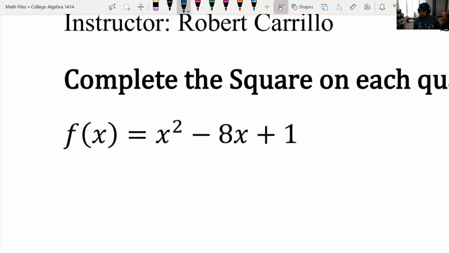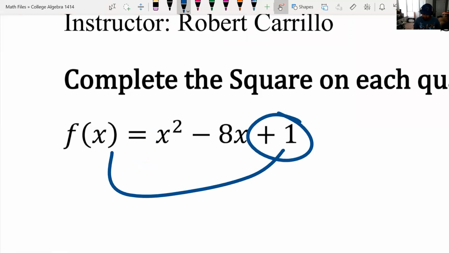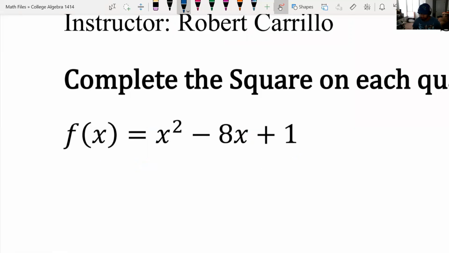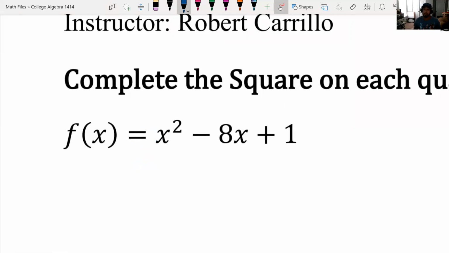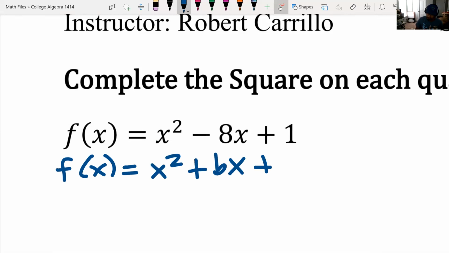The next step that we usually did was take this number and add it to the other side. Well, now we can't do that because this is in function notation. So everything has to stay on the right side. Everything must stay on the right side. So for now, this is the perfect form in function notation for completing the square. The form we're looking for is f of x equals x squared plus bx plus c. That's the perfect form for completing the square. And the leading term, its coefficient has to be 1. If it's in this form, we are ready to go. We are ready to complete the square.